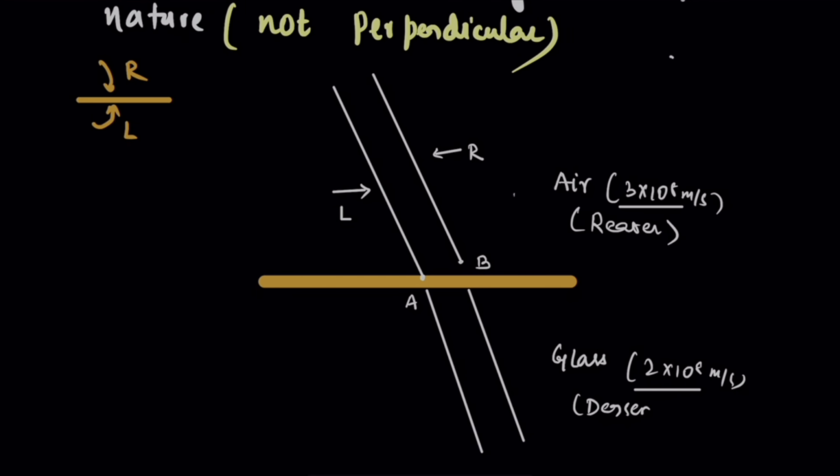Refracted ray will bend here. It means that if this is the surface and this is the incident ray, because of the change of the speed of light for both the left and right rays, bending takes place. And when the bending takes place, then both the rays will move with the same speed. I hope you understood this part completely.